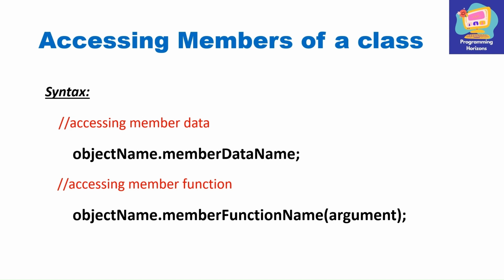To access the member data, we must type the object name followed by dot operator and then we mention the member data name and terminate this statement with a semicolon. Similarly, to access member functions, we have to mention object name followed by dot operator, then member function name, and then inside the parenthesis we can pass any argument if required.